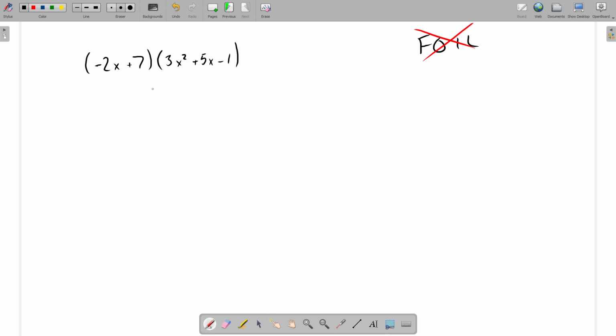But we can apply the same idea in that we want to take the first term from the first polynomial that we have, in this case negative 2x, and I want to distribute it to each other term in the other polynomial. And then I want to take the next term in my first polynomial that's being multiplied, in this case 7, and distribute it to each of the terms in the other polynomial. So we're going to take 7 and multiply it by 3x squared, the 5x, and the negative 1.